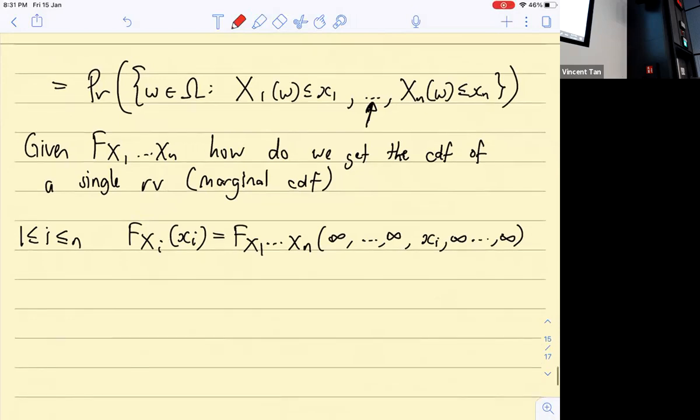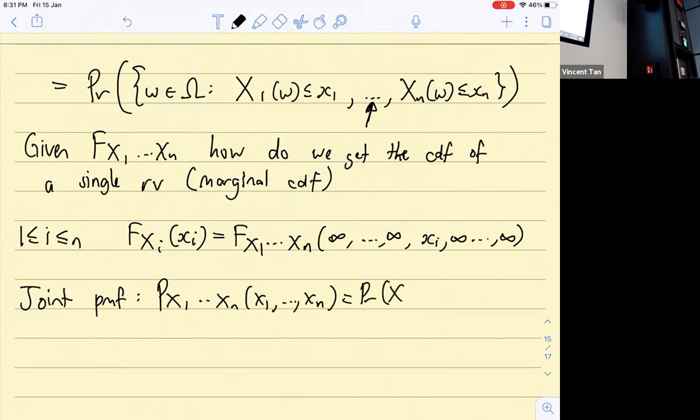In the same way, we can talk about the joint PMF, that is P_{X1...Xn}(x1, ..., xn). That is nothing but the probability that X1 is equal to x1, ..., Xn is equal to xn. I should try to be consistent here.